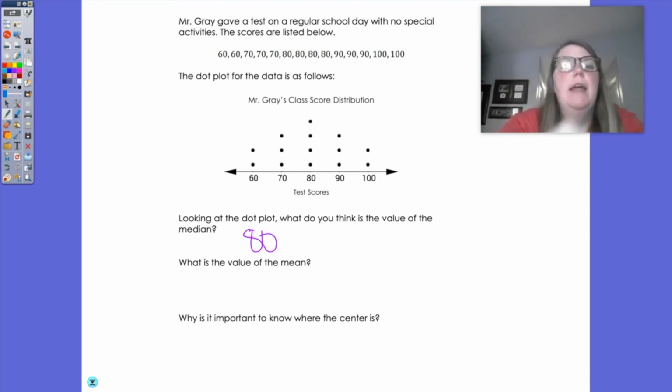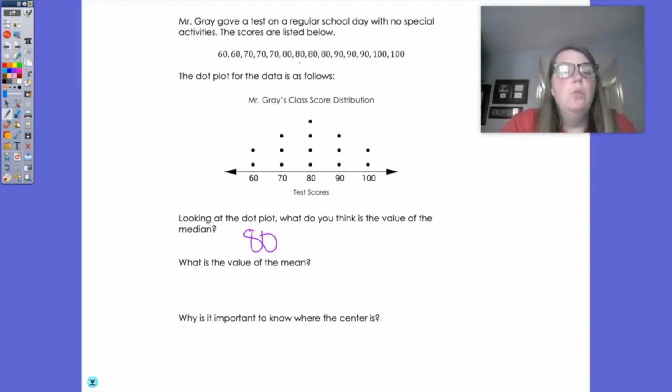So let's verify that. If I were to find the median, 1, 2, 3, 4, 5, 6, 7, 8, 9, 10, 11, 12, 13, 14 data points. So 1, 2, 3, 4, 5, 6, 7. Between the 7th and the 8th would be 80.